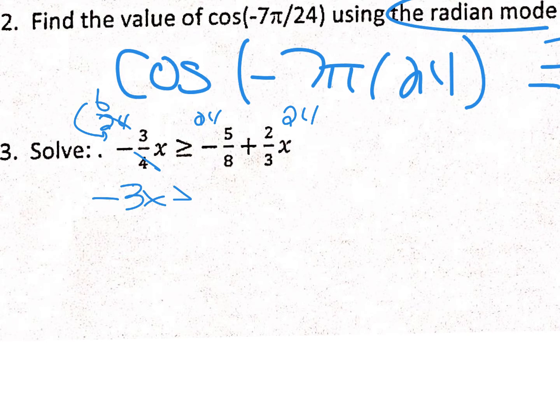That'd be negative 3x. 24, 8 goes into 24 3 times. Multiply that times the top. Negative 15. 3 goes into 24 8 times. Multiply that times the top, which is 16x.